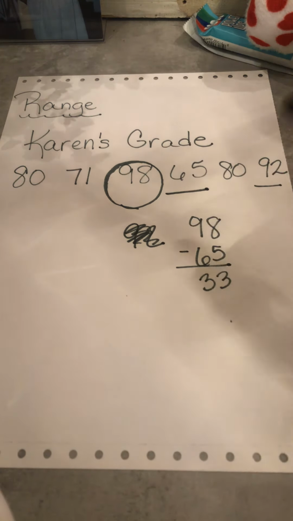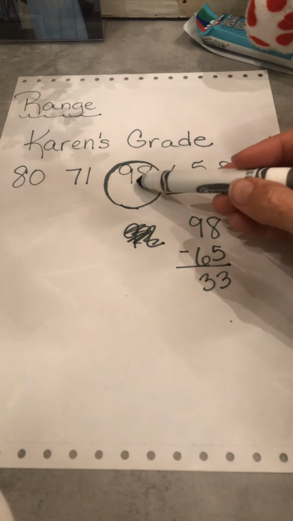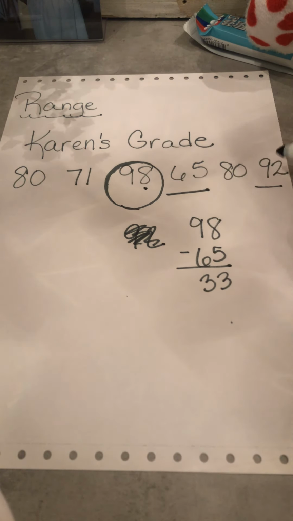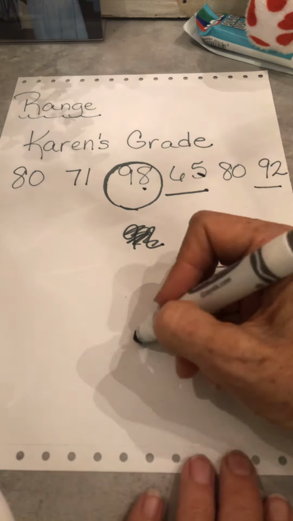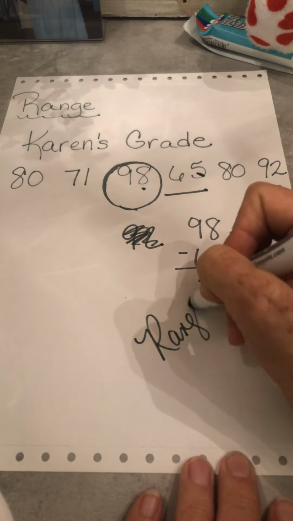So I get 33. So the difference between the largest number, 98, and the smallest number, 65, is 33. So that's my range. Okay, hopefully you got all of this.